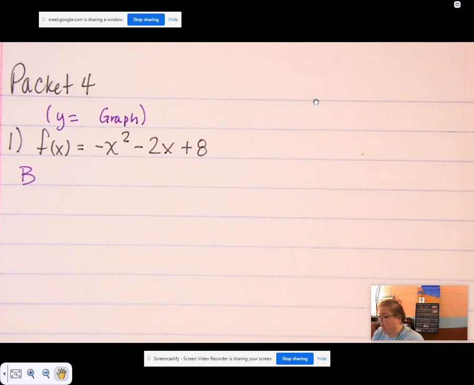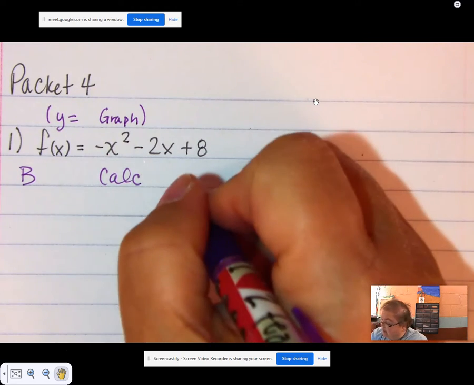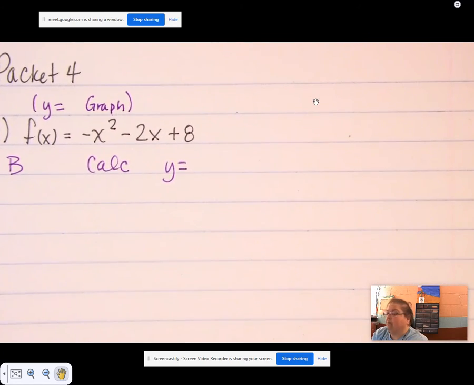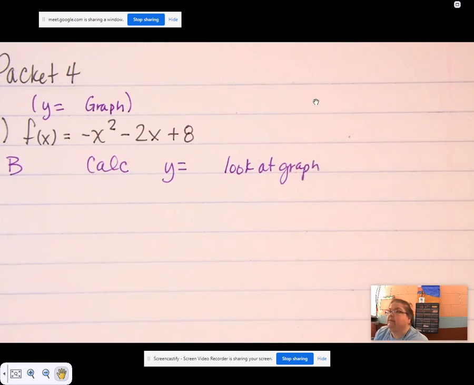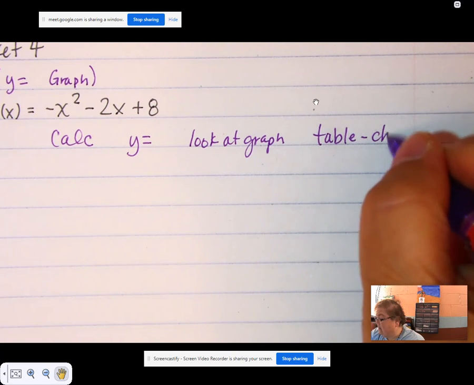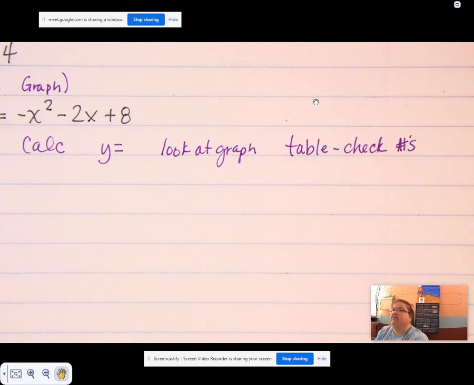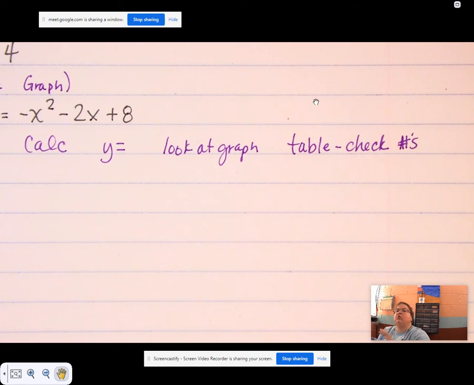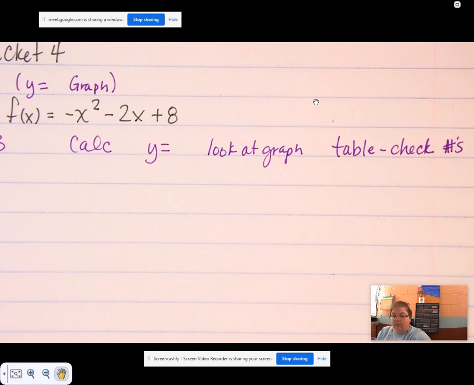So we're going to make a little note here to remind ourselves. For this type of question, I'm going to use the calculator. I'm going to type into y equals. I'm going to look at the graph. But then I'm going to go to the table to check the numbers. That's where I'm going to get my answer, is from the table, because I'm going to look at those numbers and see which ones are increasing. Okay? Does that help? Is there an algebraic way to do that? There is. But it's crunch time, so we're going with this.